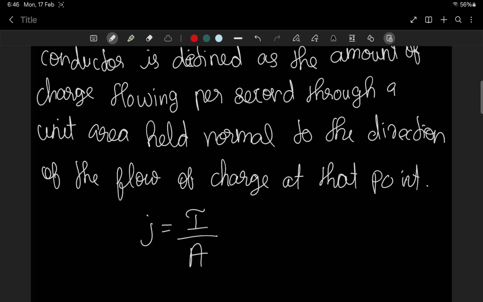Now let us talk about the flow of charge in an external electric field.